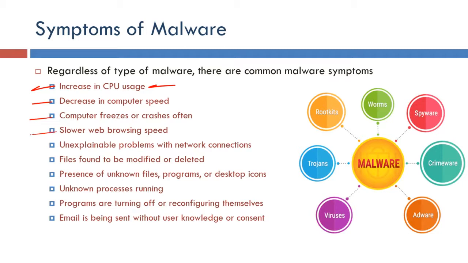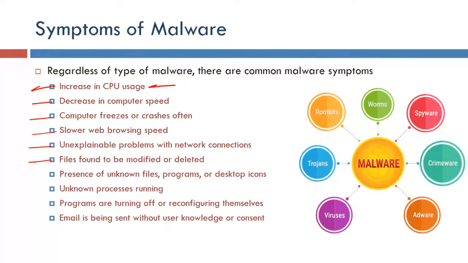You have a slower web browsing speed. Usually web browsing is dependent on the internet speed, but when you have malware, you have a problem on the computer itself. Sometimes the processes resulting from the malware are communicating over the internet, so they are slowing down the web browsing speed. You have unexplainable problems with network connections. You're connected, but you don't see internet, for example. You try to debug the problem from the network, and you're unable to do that.